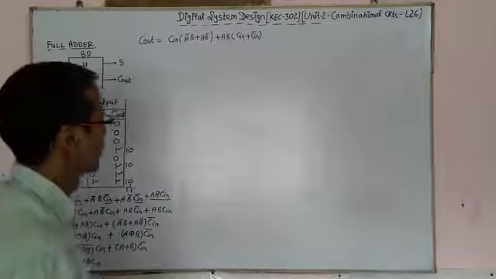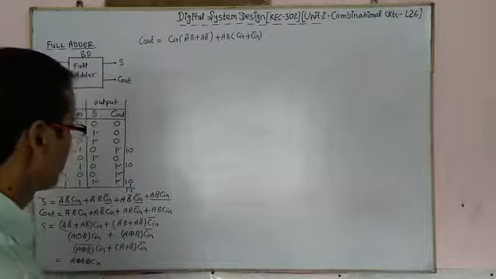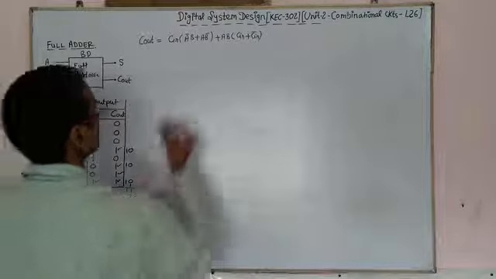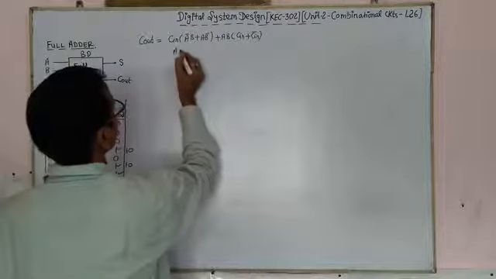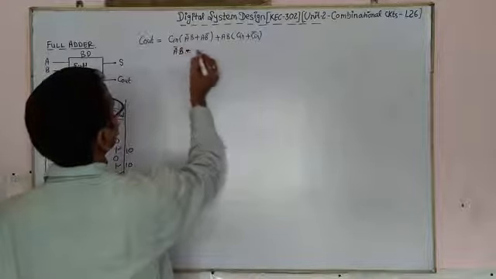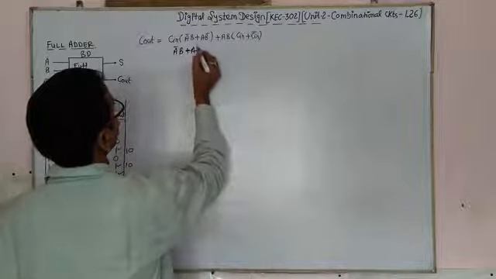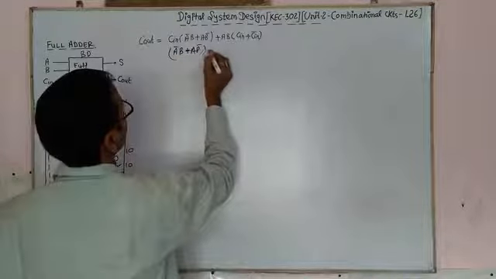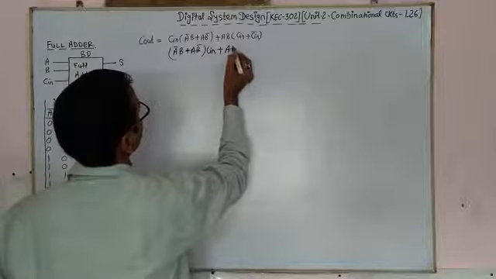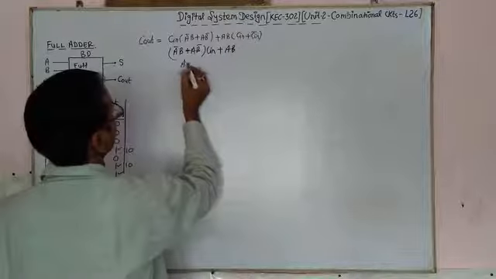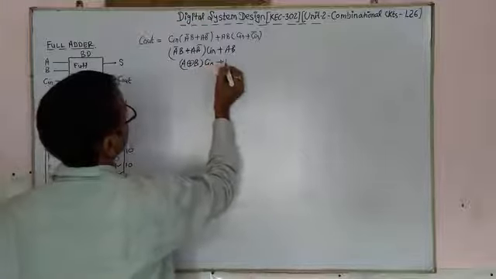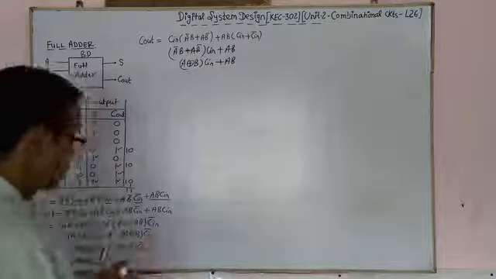Okay, so now what will we do? Here we have A B, A bar B plus A B bar, C in plus A B. This is A XOR B, C in plus A B.